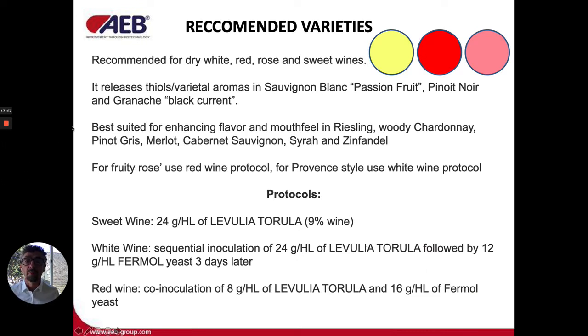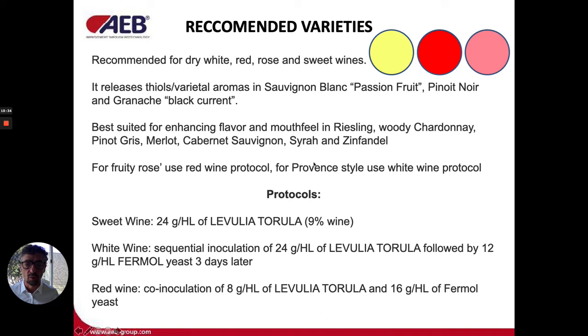Where do we recommend using the Torulaspora delbrueckii, the Levulia torula? Basically, we have seen good effect in every kind of wine: dry, sweet, white, red, rosé. Obviously, mainly where you want this kind of complexity of thiols. Sauvignon Blanc is one of those. But also in reds, we have had good results in Pinot Noir. Of course, Grenache, with blackcurrant and strawberries as the main descriptors normally.